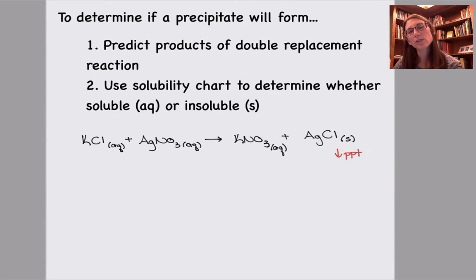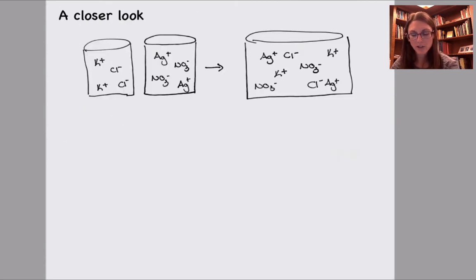Let's take a closer look at what actually happened during that reaction. Before the reaction began, potassium chloride was aqueous and silver nitrate was aqueous. When ionic compounds dissolve, they break into their ions, and those ions are what are being surrounded by the water. So really, what I had in my first solution was potassium ions and chloride ions, and then I had silver ions and nitrate ions.